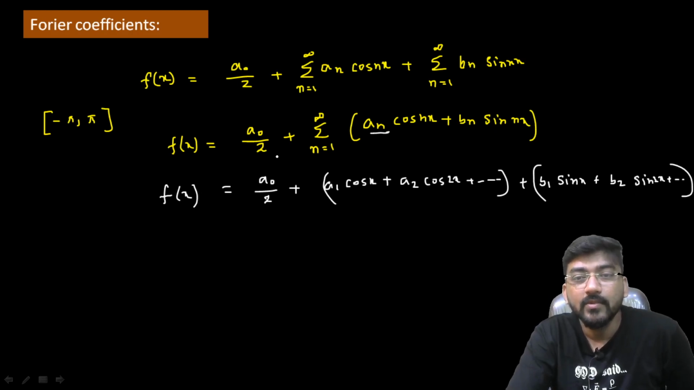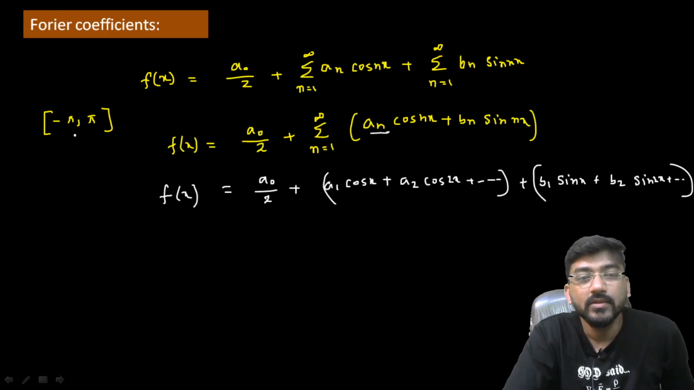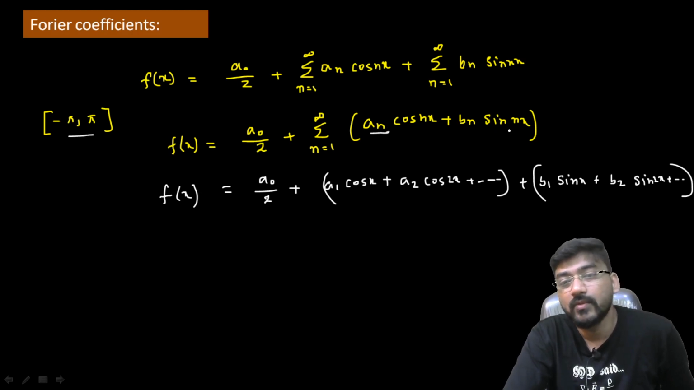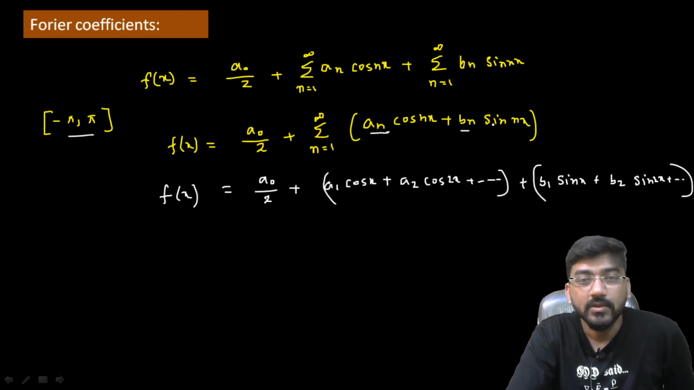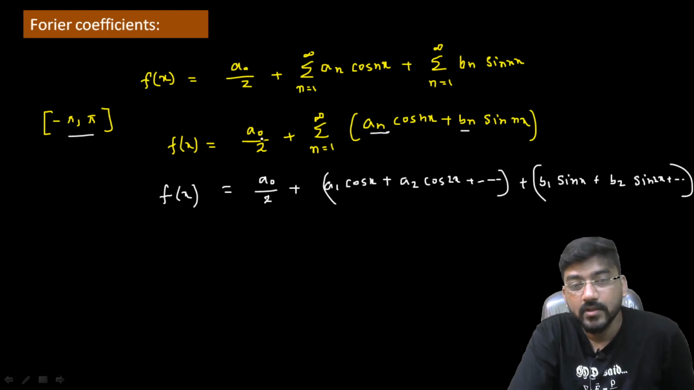Let me first find a0. If you want to find a0, then you just integrate within the limit minus pi to plus pi on both sides. Otherwise, if you want to find the coefficient an, then you have to multiply both sides with cos nx, and if you want to find the coefficient bn, then you have to multiply with sin nx. Why you have to multiply, you will understand. Let me first find just this coefficient a0. You don't need to multiply for a0, you just have to integrate.